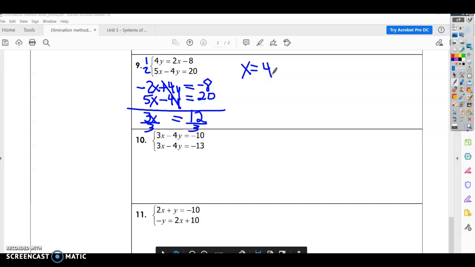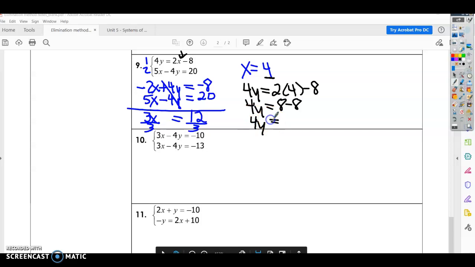X equals 4. Then I'm going to take my x and plug it back into one of these equations. So let's plug it into my first equation. So 4y equals 2x minus 8. And I'm going to replace the x with the 4. So I have 4y equals 2 times 4, which is 8, minus 8.